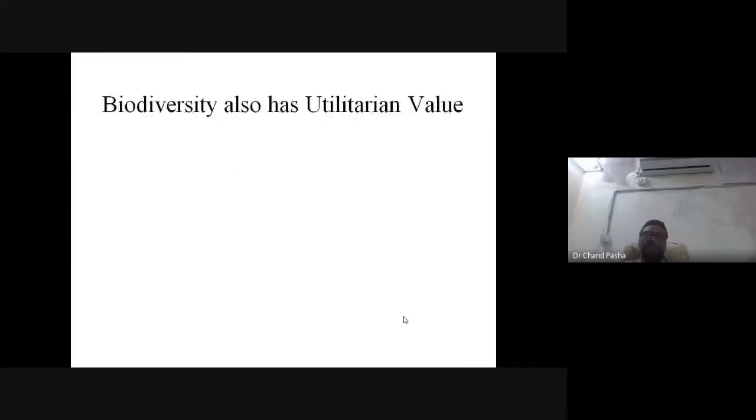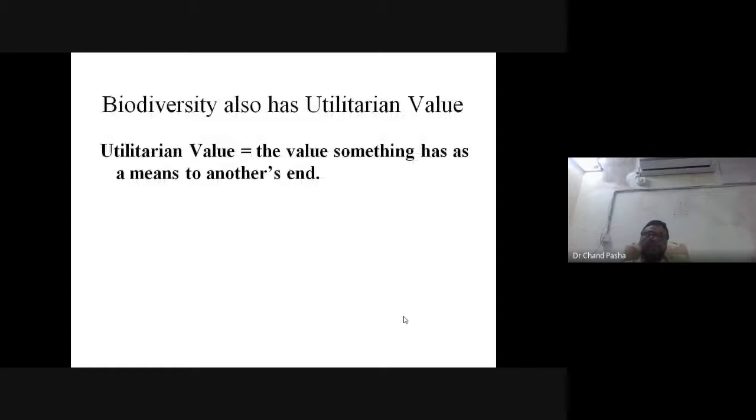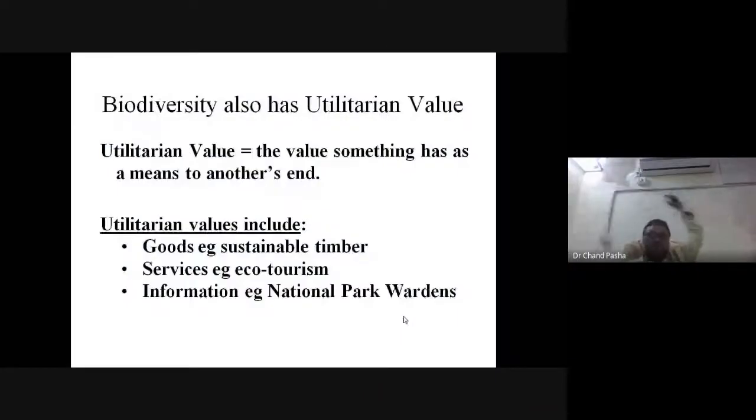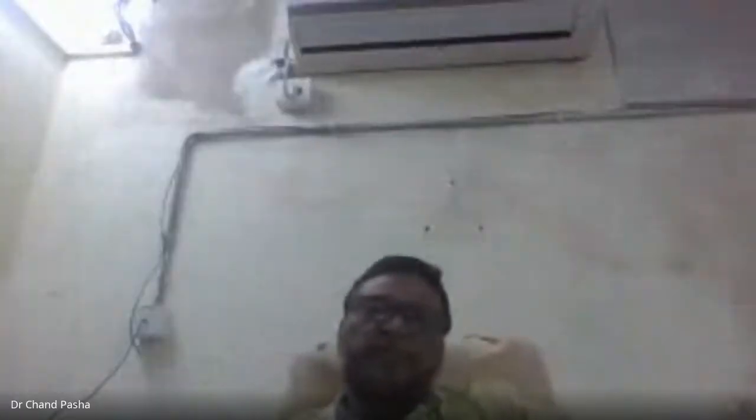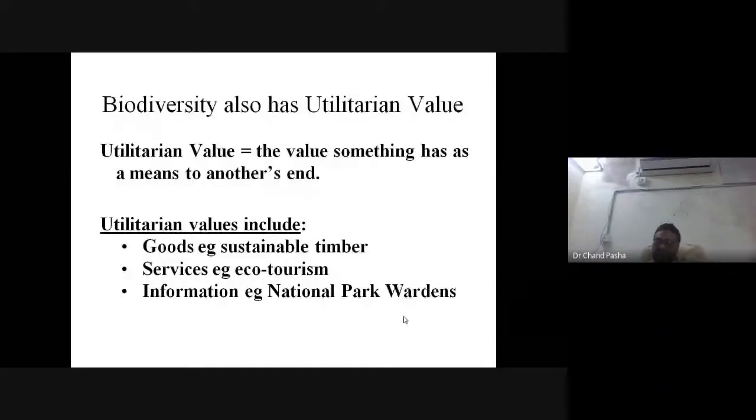And extrinsic or utilitarian value is the one which you can use and give to somebody for money or services. Two examples are given. Like sustainable products, you are getting timber, turmeric, all the products you are getting from them. All Ayurvedic compounds you are getting from there. And ecological services: rain, recycling of materials, nutrient cycles, nitrogen cycle, carbon cycle, all those things. And information, national parks and botanical gardens that we are maintaining.